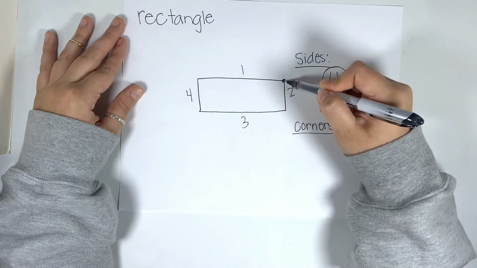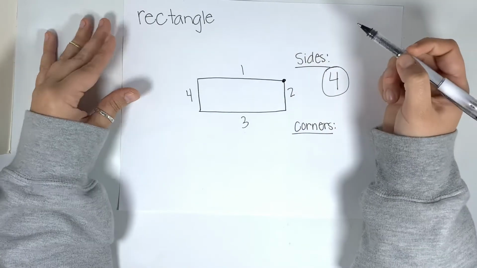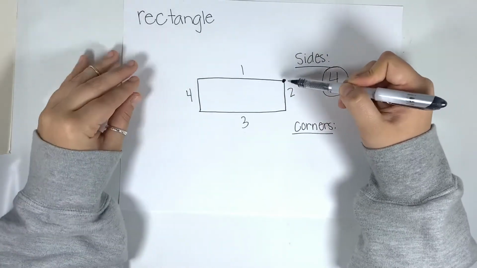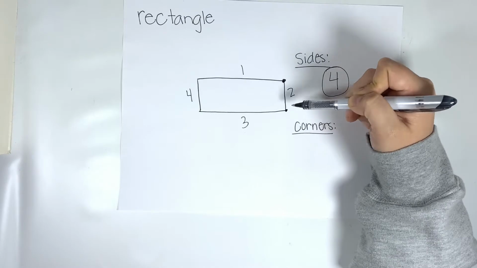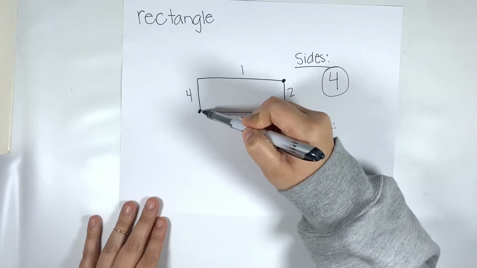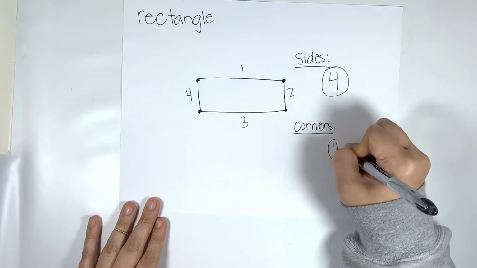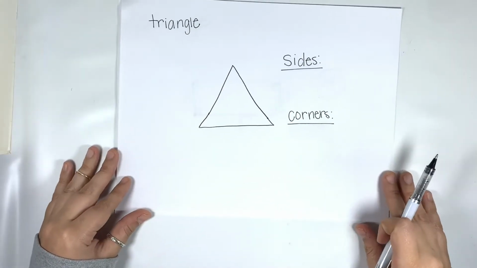Let's see how many corners it has. I'm going to draw a little dot where the corners are, which is where two straight lines come together to meet. So we have 1, 2, 3, 4. It has 4 corners. Let's look at our next one, which is the triangle.